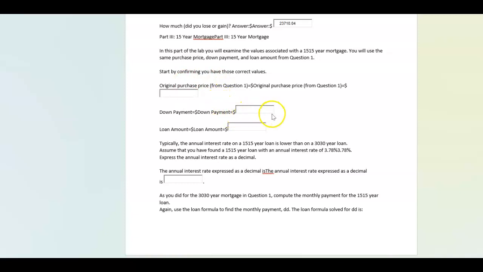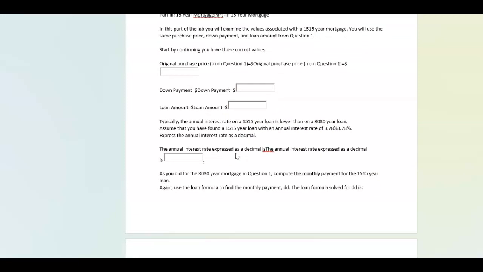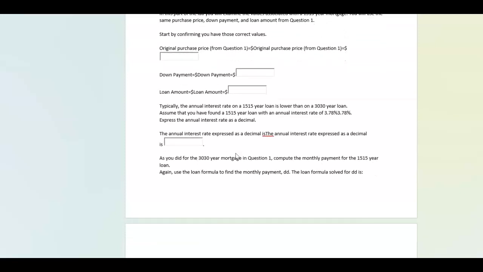the down payment, and the loan amount. So these are all given to you, or you might have calculated them in part 1, but you should have all of those. Now notice this one's a little bit different because the interest rate is 3.78%, and so you'll have a different decimal here when you fill that in.